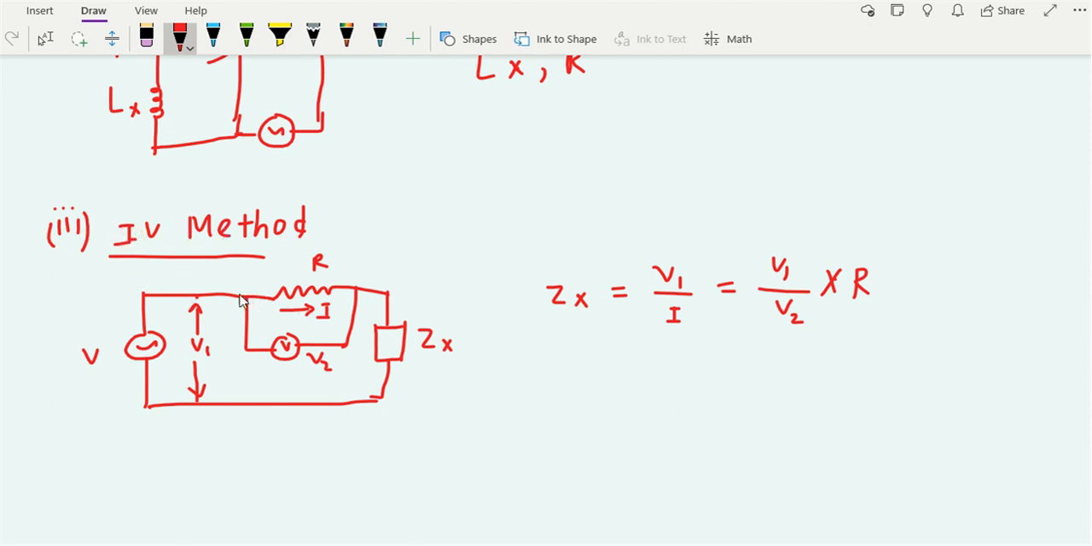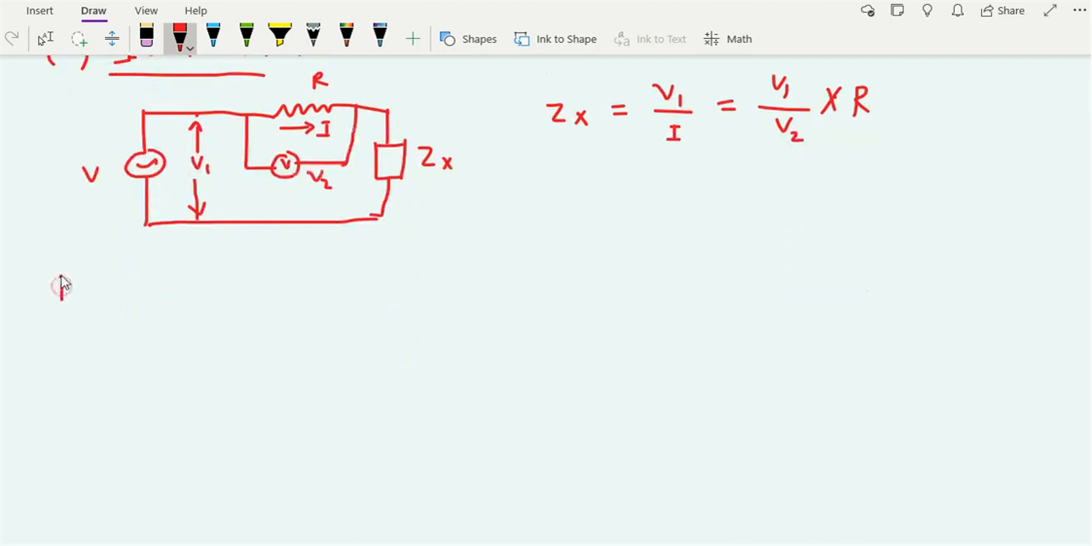And in the last, we will discuss the auto balance bridge method.